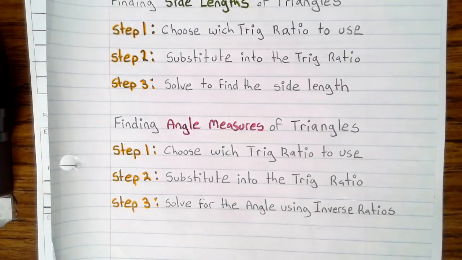Okay, finding angle measures of triangles. Step 1, choose which trig ratio to use. Step 2, substitute into the trig ratio. Step 3, solve for the angle using inverse ratios. All right, now your notes are updated. Let's take a look at our examples.